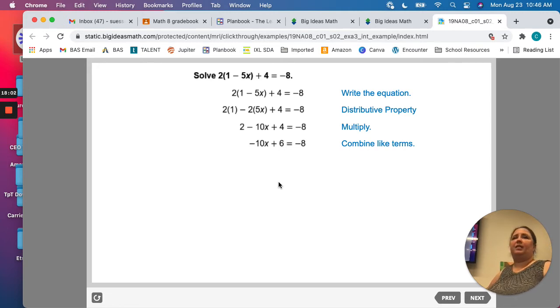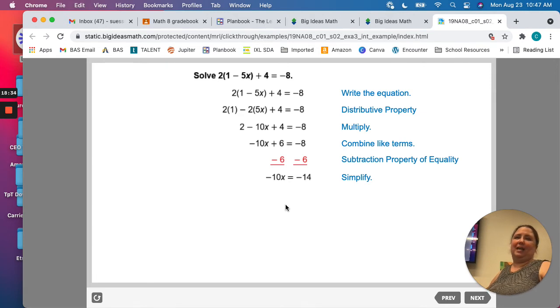Have I simplified the left-hand side of my equal sign? Yes, so now I can solve. What's my next step, Josh? To subtract 6. Yes, we need to subtract the 6 because it's a plus 6, so minus 6 from both sides. What is negative 8 minus 6, Elena? Negative 14 is correct.